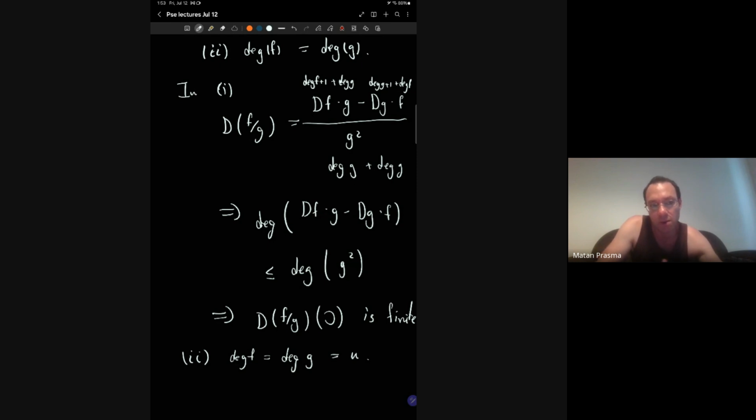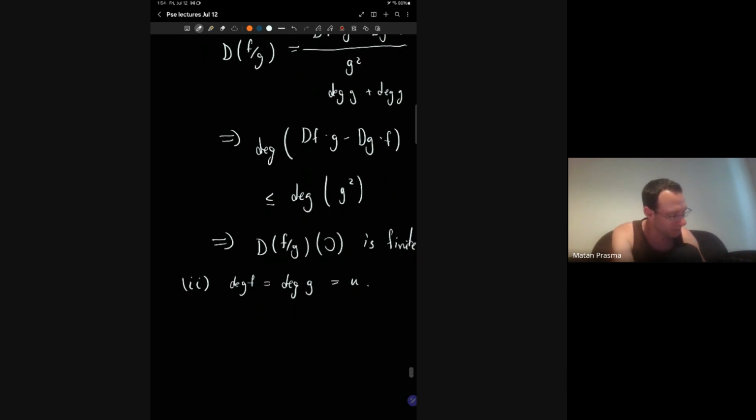So the product has the sum of degrees. But if the degree of the numerator is bigger than the degree of the denominator, then when I evaluate it at O, it's not finite, it's infinite. So my only hope is that somehow in this difference, something cancels out.